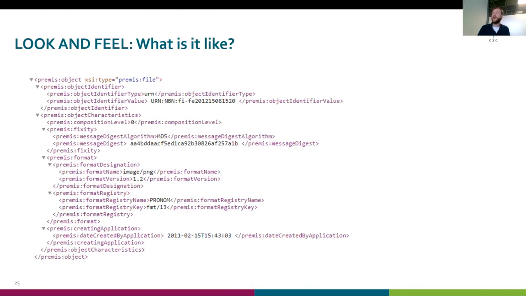And this is an example, an XML document describing an object. It's a PNG image, and it has got a checksum, an MD5 file sum, you can see here, and the date it was created, and also a link to a format registry that defines what kind of file format this is about, from an international registry called PRONOM. And of course the identifier.